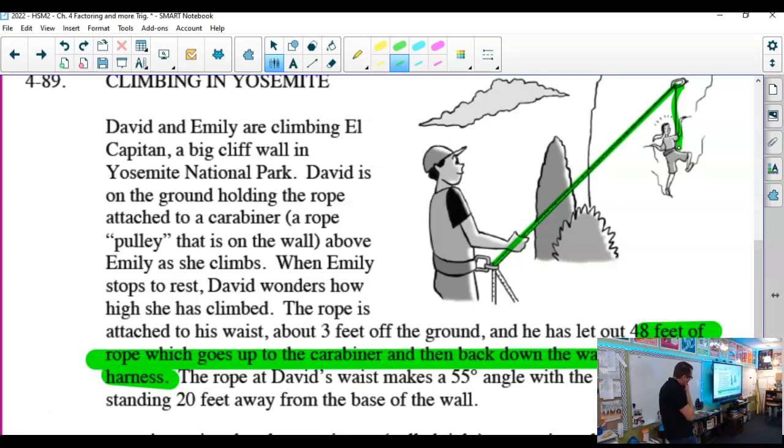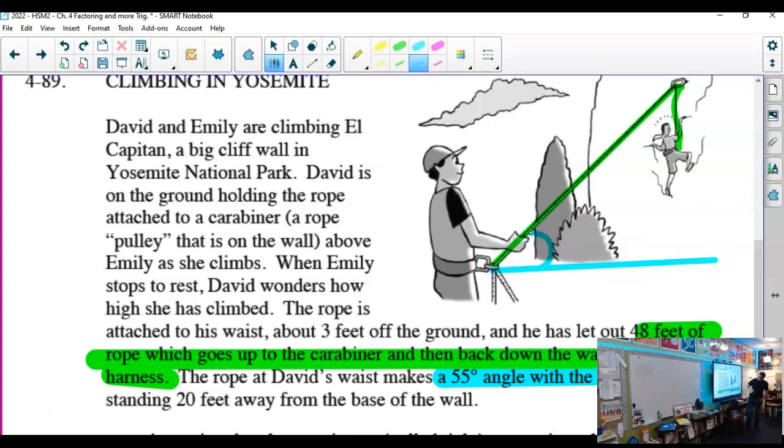So, a 55-degree angle with the ground. And he's 3 feet off the ground. We should probably think about that at some point, but we might be able to wait till the end to apply that 3 feet, but don't forget about it. Ooh, there's one more piece of info.